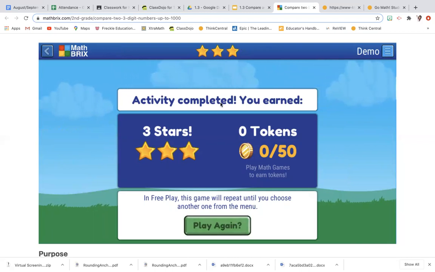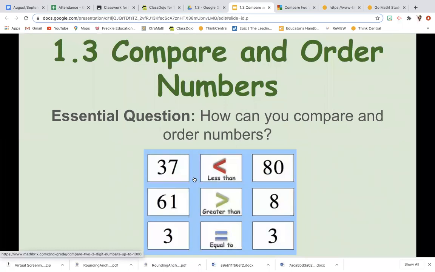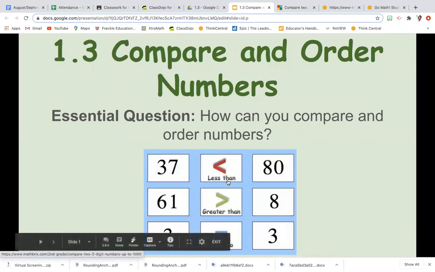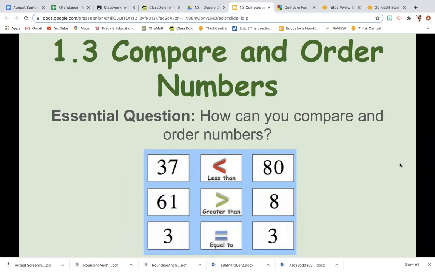And you can find the link to this game if you want to practice a little bit more in the slides. I'll upload the slides, and then if you click on this box, you'll find that link. So if you want to play that game later, you should, so that you can get some extra practice.